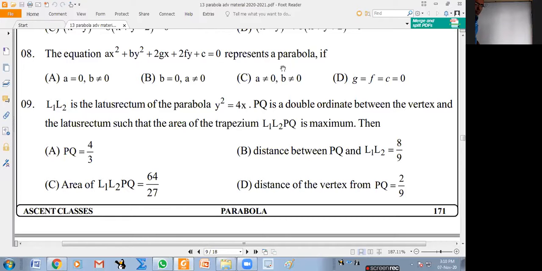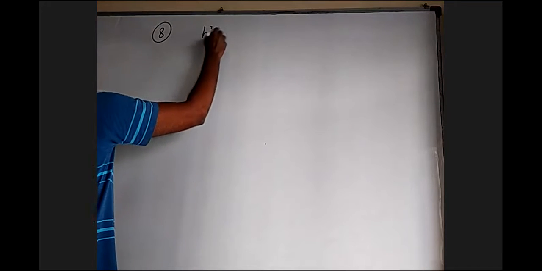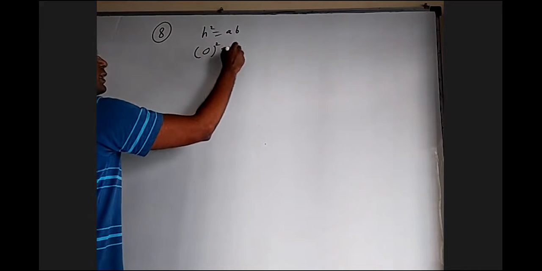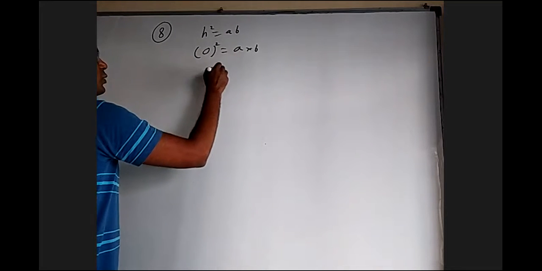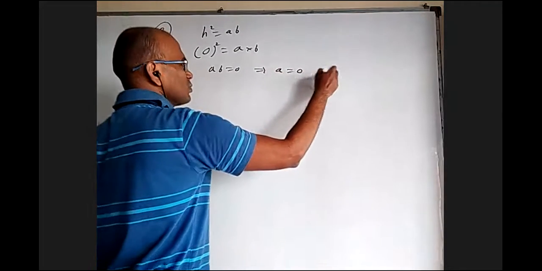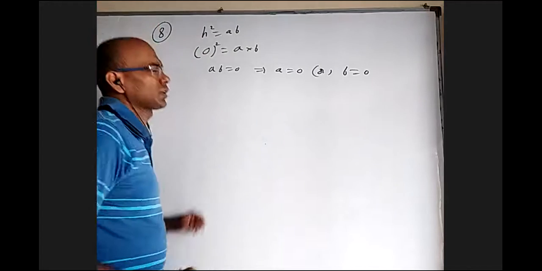So for the eighth question, a simple thing is that h square equals ab. But in this particular question, the xy term is missing, so h is 0. So ab equal to 0 means a equal to 0 or b equal to 0. Both being zero is also possible in general, but here it is not okay.